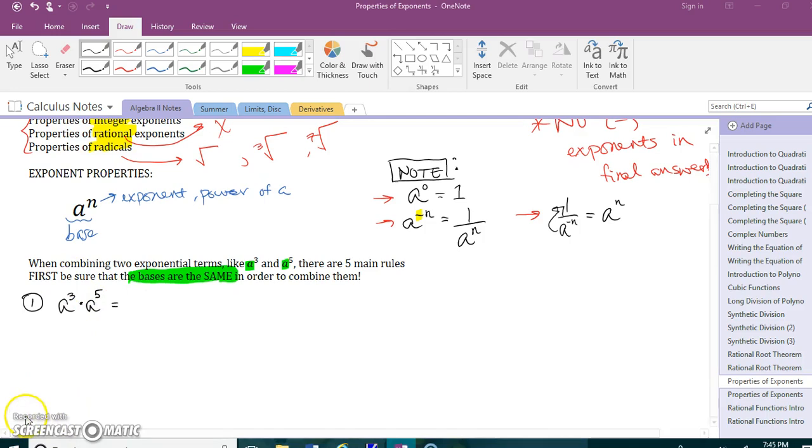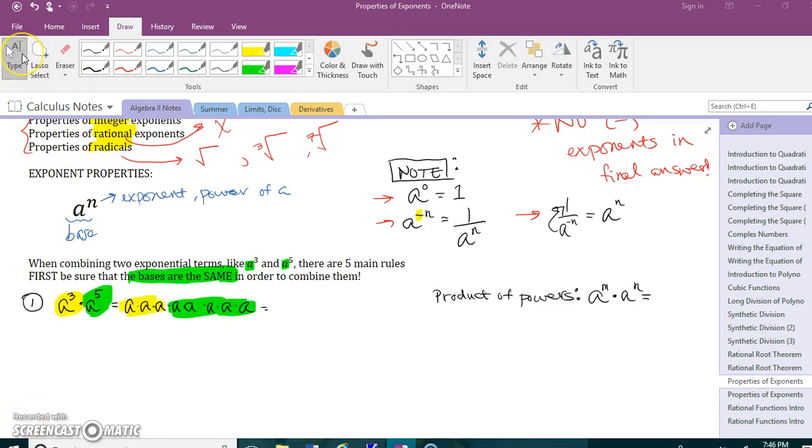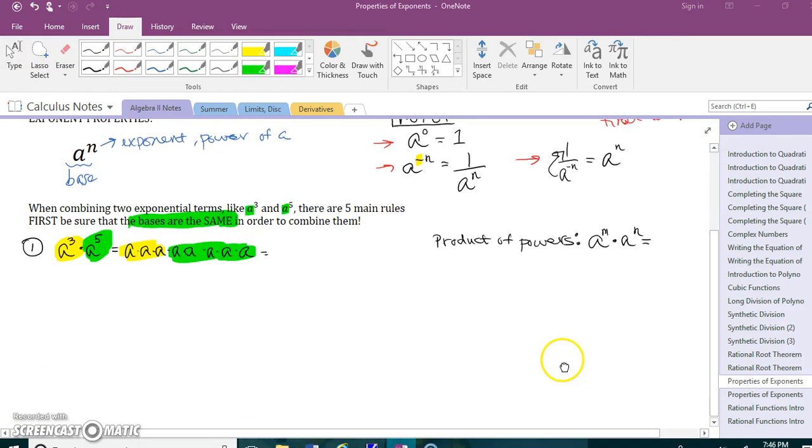If I have a to the 3rd times a to the 5th, sometimes people forget the rule: do I add the exponents? Do I multiply the exponents? Just think: a cubed means 3 a's, a to the 5th means 5 a's. You write it all out, which you never should do normally, but this is a little demonstration of why it is what it is. You add your exponents because you're going to end up with 8 a's. This rule is called the product of powers. Product means you multiply 2 powers. You do not necessarily need to have the rules memorized, but you should be familiar with them. So if I have a to the m times a to the n, it's a to the m plus n. That's how you simplify it.